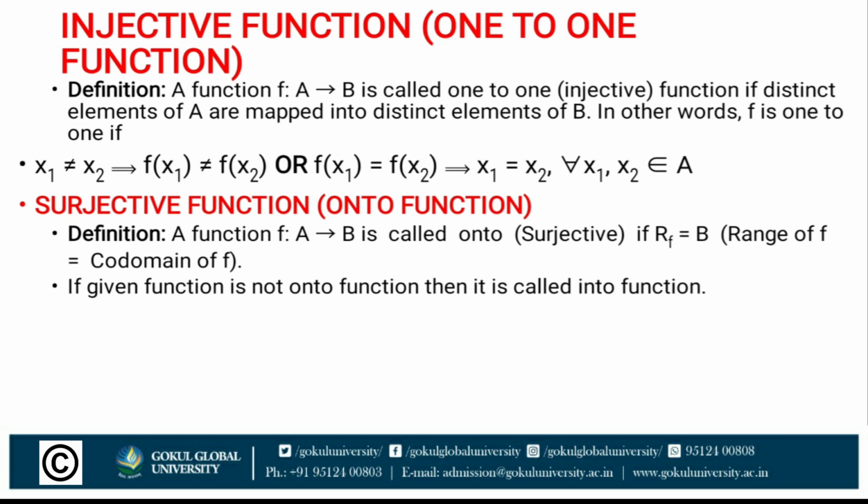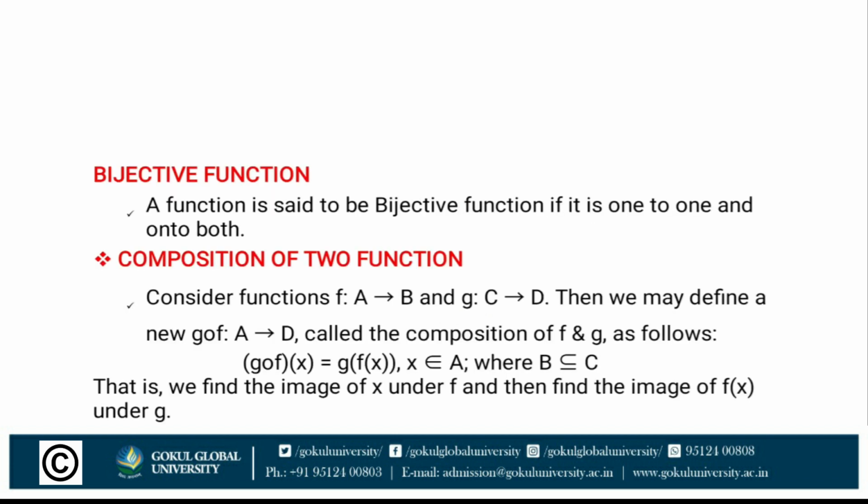Then onto function. A function f from A to B is called an onto function, that is called a surjective function, if the range of f is equal to B. If a given function is not an onto function, then it is called an into function. Now bijective function. A bijective function means a function which is both one-to-one and onto, then it is called a bijective function.